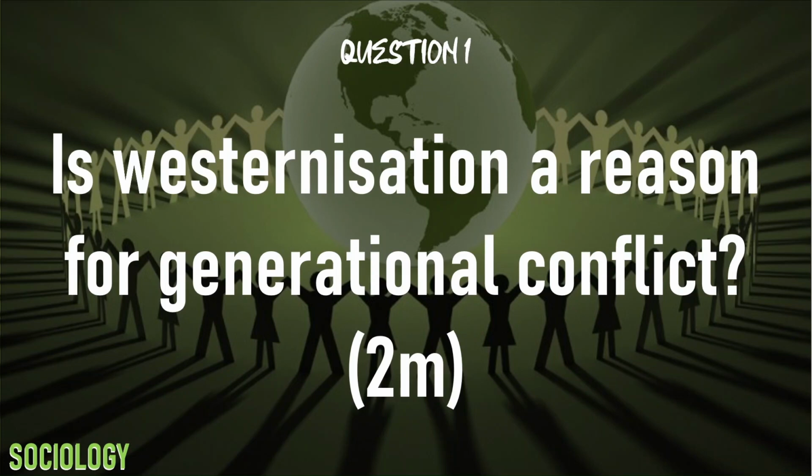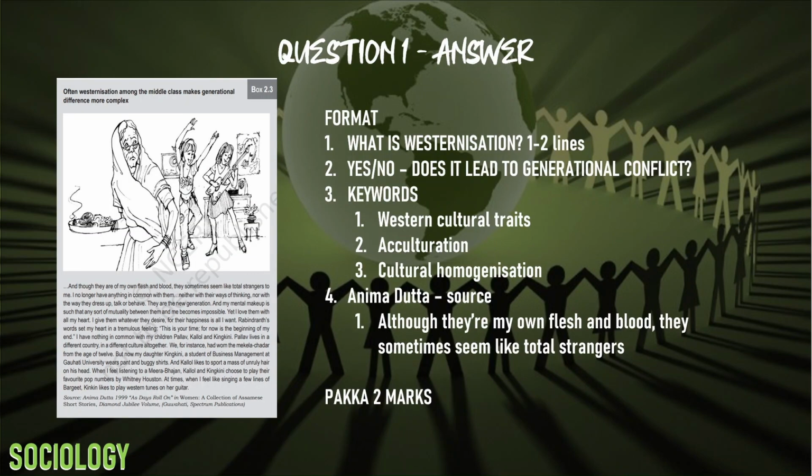The textbook you might think only has 1 or 2 lines or just an assertion about the relationship between westernization and generational conflict. But how can you answer the question? Well, this is why you should read the boxes. This box 2.3 in chapter 2 of the Social Change and Development book contains the exact answer for this question with the case study as well.